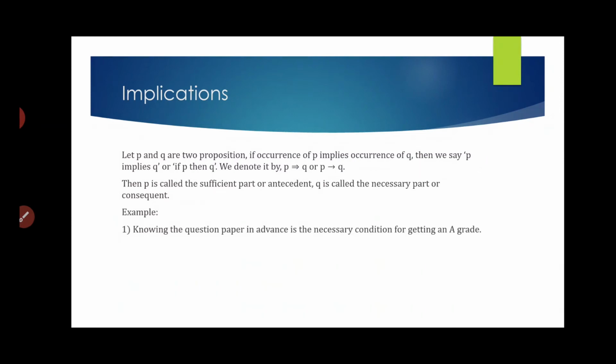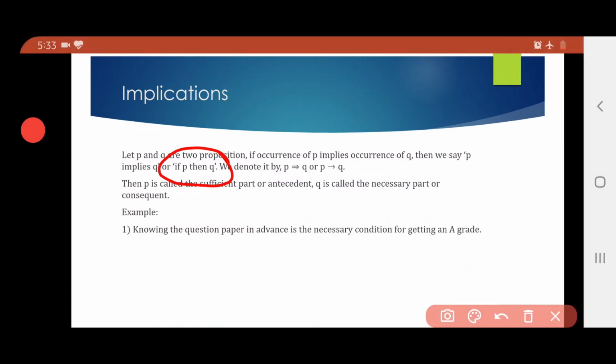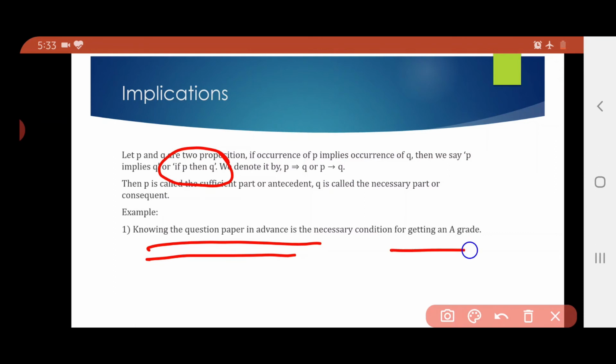The first example is, knowing the question paper in advance is the necessary condition for getting an A grade. So knowing the question paper in advance is one statement, and getting an A grade is the second statement. It is told that knowing the question paper is the necessary part. If I am trying to write it in the form if P then Q, then knowing the question paper becomes the second part, the consequent, and getting an A grade becomes the antecedent.